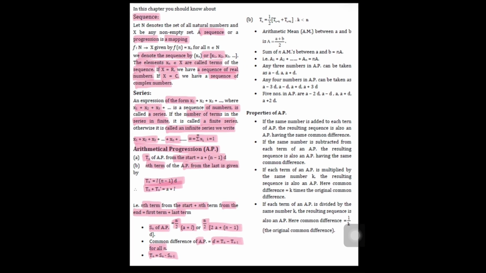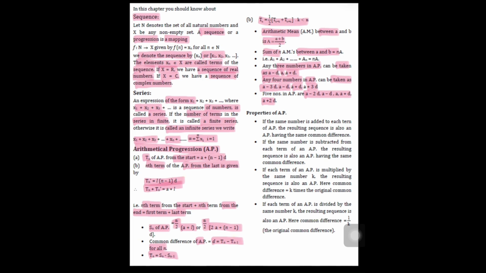And there is also the arithmetic mean, which between a and b is A equal to (a plus b) divided by 2. The sum of n arithmetic means between a and b is equal to n into A. Then it shows how we can get 3 terms in AP, how we can get 4 terms in AP and 5 numbers. And it shows the method of how we can get it, like a minus 2d, a minus d, and further onwards.